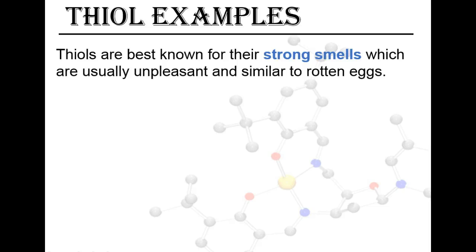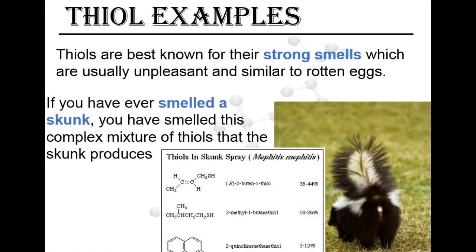Alright, so to close it out here, we have some examples of where you can find thiols in everyday life. These things are best known for their very strong smells, which are pretty unpleasant and similar to rotten eggs. If you've ever smelled a skunk before, what you're really smelling is a complex mixture of several different thiols that the skunk actually produces inside of its body. Here's just 3 examples of some of the thiols that are inside of skunk spray.